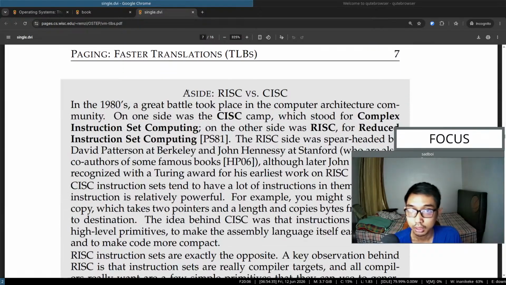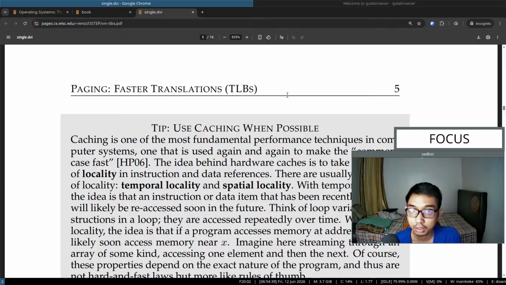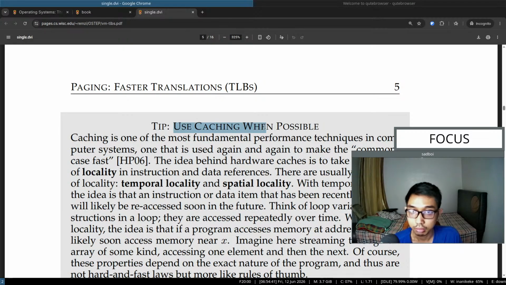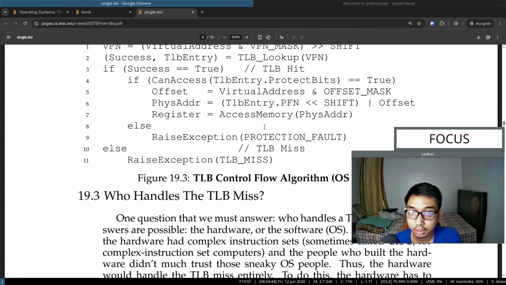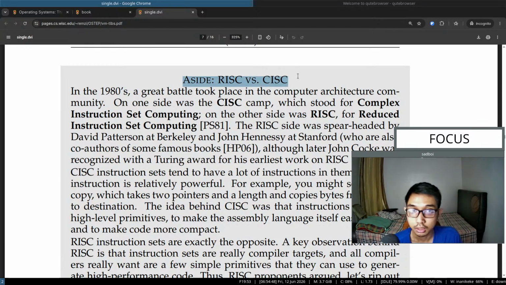Let me read the aside here first. I did read this one previously. Yeah, I'm just making sure that I didn't skip the aside. Okay.